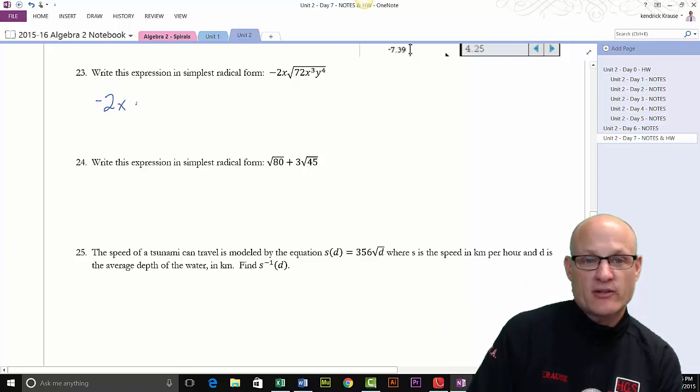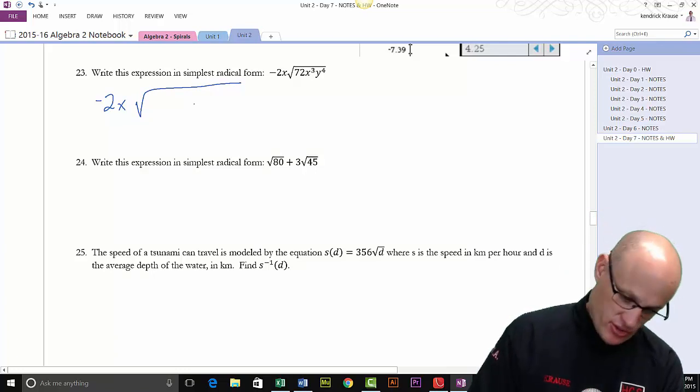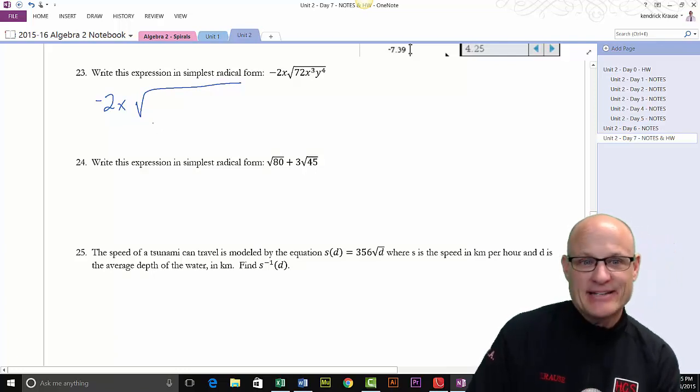So 2x. We're looking for perfect squares. I know it's 72. Do not pick 9 and 8. 36 times 2 is the biggest perfect square. And then we're going to write these as even exponents. X squared x, y to the 4th.